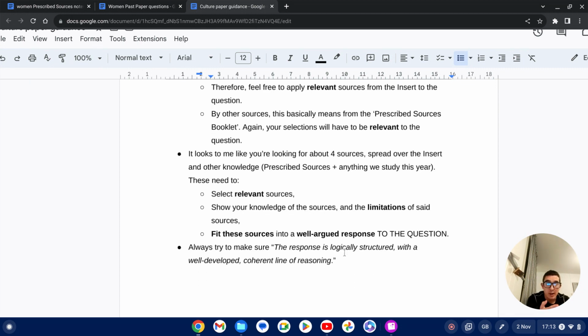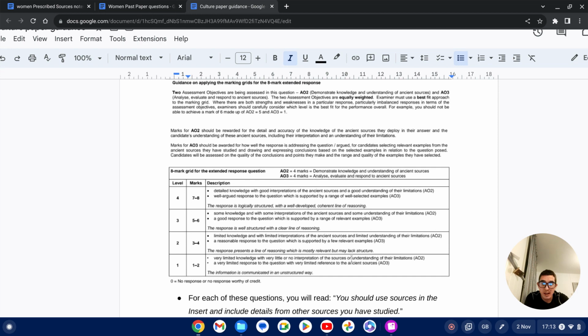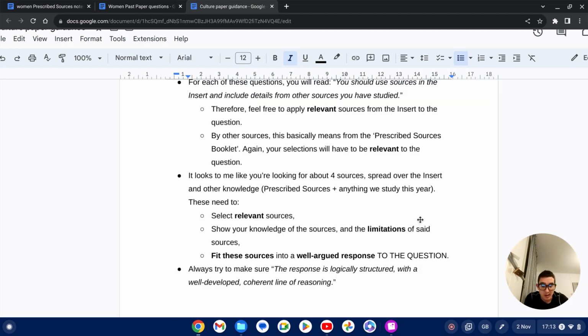You need to make sure they're relevant, you need to show your knowledge and the limitations of these, and these sources then need to fit into a well-argued response to the question, okay? It's got to be relevant. There's your AO2, show your knowledge of the sources and the limitations, and there's your AO3, fitting them into a well-argued response. Always try to make sure, and as it says in the thing here, the response is logically structured with a well-developed and coherent line of reasoning.